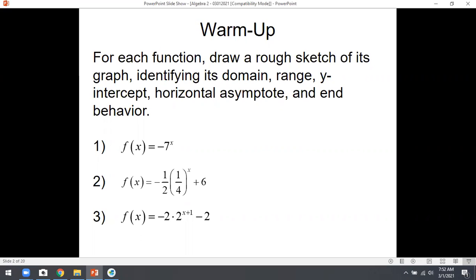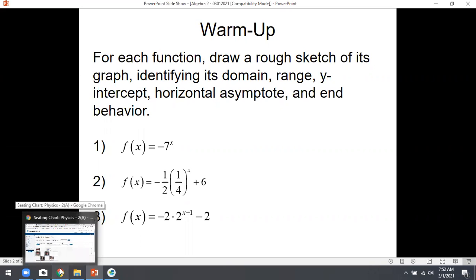So today we're going to move on, talk about solving really easy exponential equations. It's nothing complicated at all. Of course, we're going to practice the other easy stuff, graphing exponential functions. So let's go ahead and do that today. For each of these functions, draw a rough sketch of its graph, identify its domain, range, y-intercept, horizontal asymptote, and end behavior. So all the basic stuff that we've been practicing all year long.